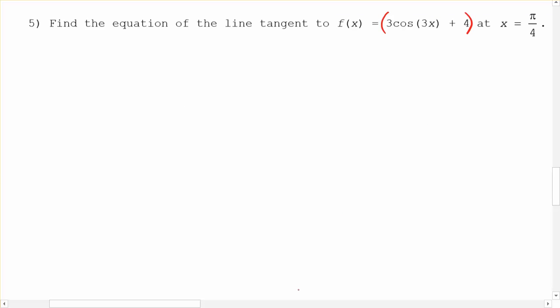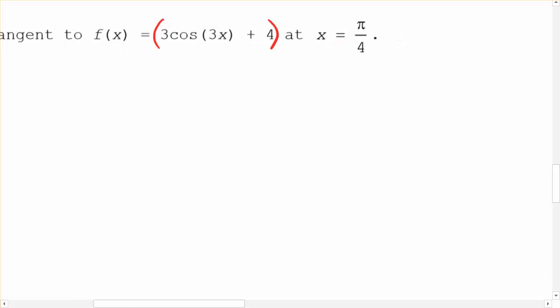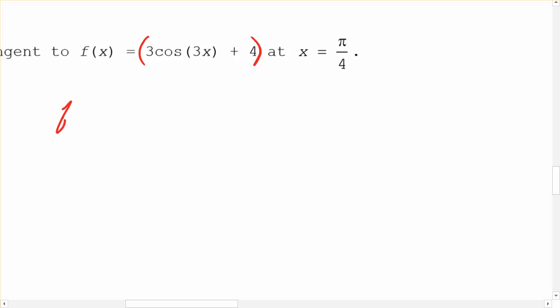Who wants to find the point first? Raise your hand. Okay, so how do you find the point? What do you do? Plug in the x to the... Yeah, so you need f of pi over 4. It's frozen. I need to unfreeze it. So 3 cosine 3 pi over 4 plus 4.